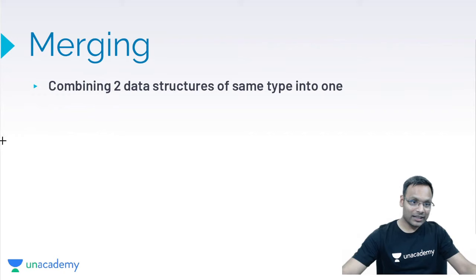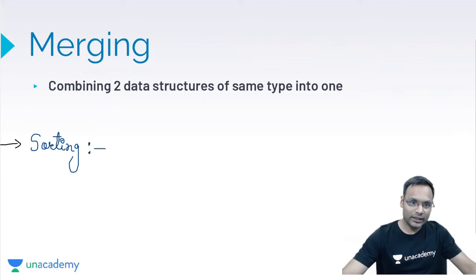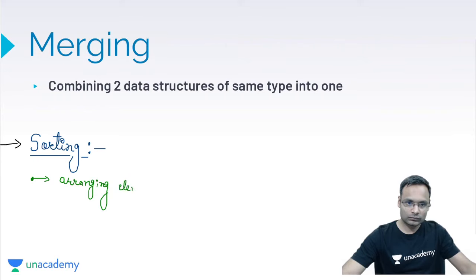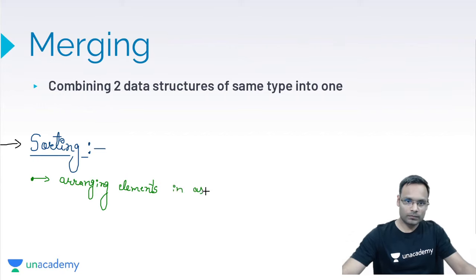Okay, one more data structure function I haven't written here, that is sorting, and I guess you guys can give me the definition. Sorting क्या होता है? What is sorting? Can you give me the definition of this? Sorting is arranging the elements in ascending or descending order.